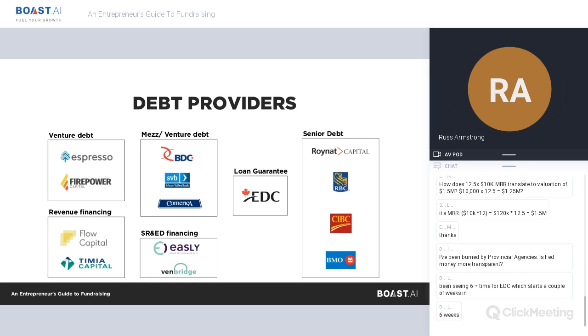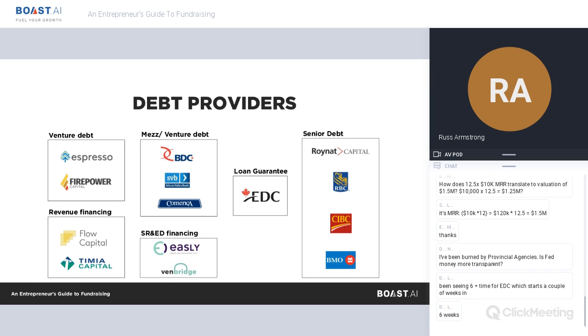For SR&ED financing, there are a couple of providers that have great rates that you could talk to, Venbridge and Easily. And then on the senior debt side, you have the banks that are active in early stage companies: Roynat Capital, the arm of Scotiabank, RBC, KBI Group, which I was a client of in the past, CIBC Innovation Banking, which is quite active in the space, and BMO.